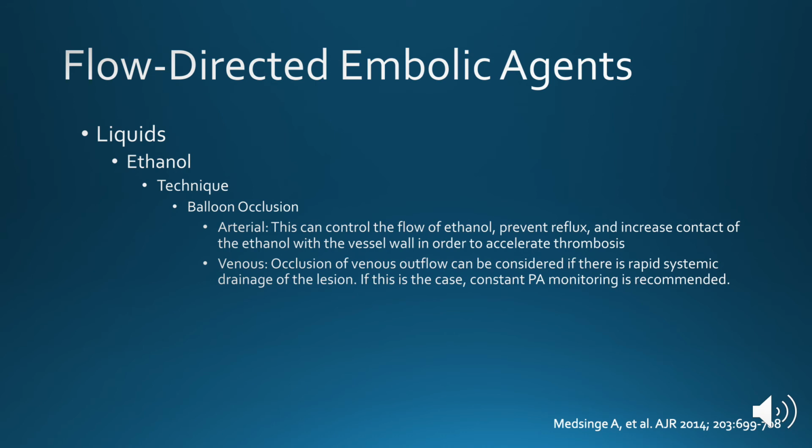In terms of the technique of injection, balloon occlusion is something that's commonly used in association with alcohol. On the arterial side, balloon occlusion can control the flow of ethanol, prevent reflux, and increase the contact of the ethanol with the vessel wall in order to accelerate thrombosis. On the venous side, balloons can be used to occlude the venous outflow, and this can be considered if there's rapid systemic drainage of the lesion that you're treating. If this is the case, then constant pulmonary arterial monitoring is recommended.